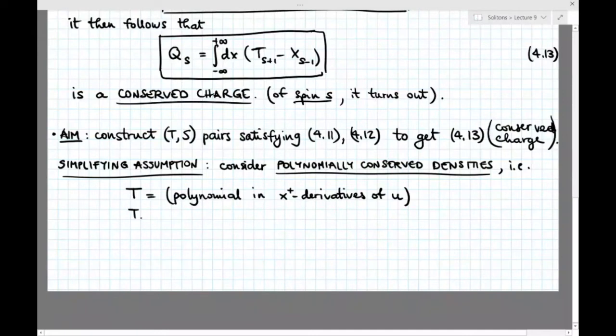So in particular, T_{s+1} will involve exactly s plus 1 x plus derivatives. As we'll see, this will be enough to construct new conserved quantities. And also, we will mostly disregard total x plus derivatives in T. I will explain what I mean by mostly in a second.